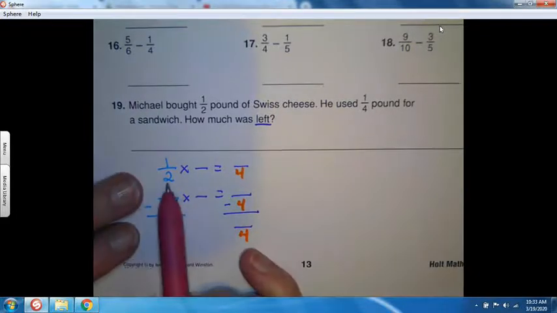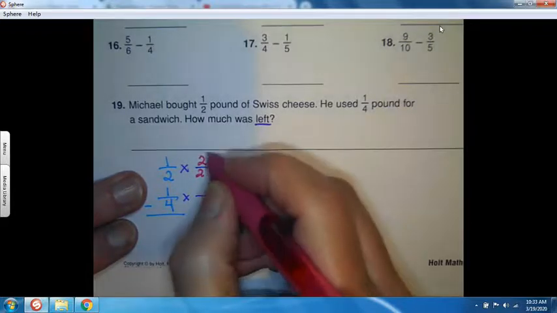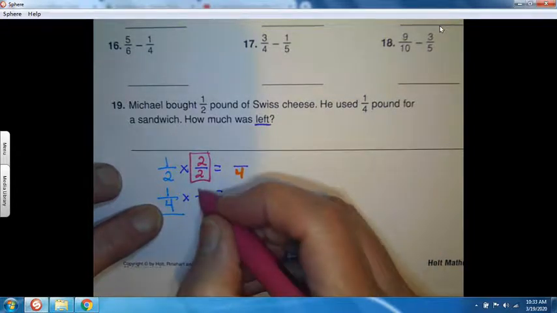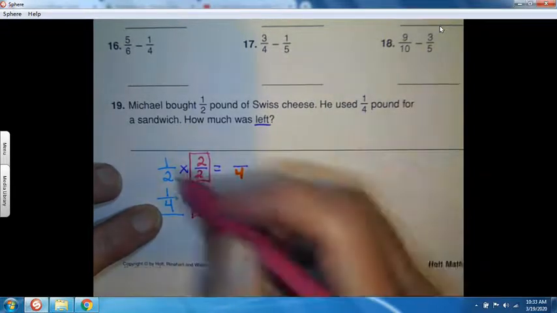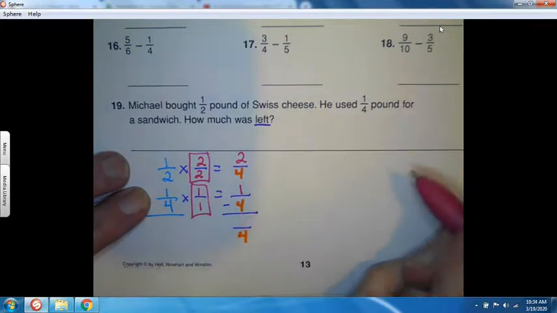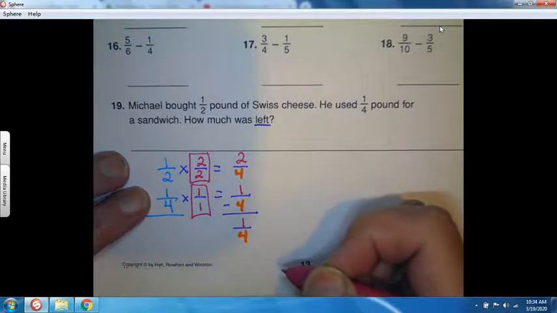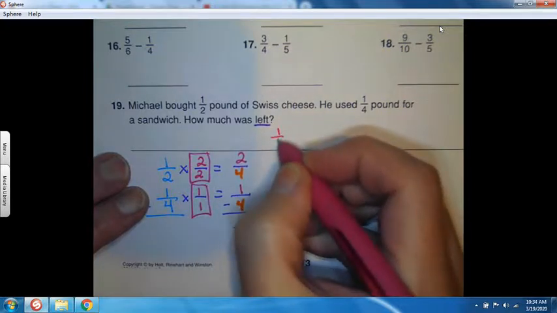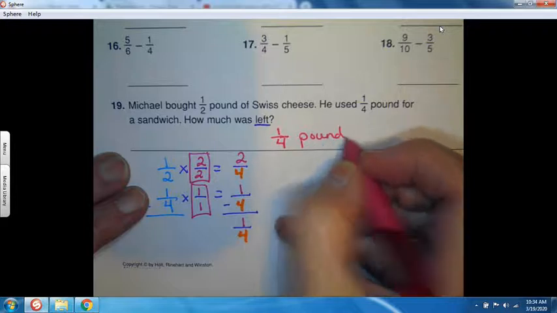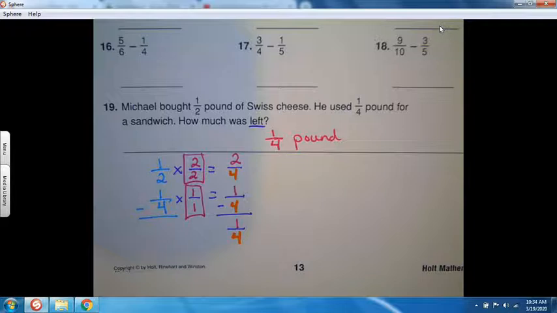All right, so 2 times what is 4? Well, 2. And what we do to the bottom, we do to the top. Giant 1 again. 4 times what is 4? 1. What we do to the bottom, we do to the top. And then we fill in this blank. 1 times 2, 2. 1 times 1, 1. Subtract: 2, take away 1, is 1. So he has a quarter pound of cheese left over. Don't have to simplify that one. That one's nice. Very simple, very easy.